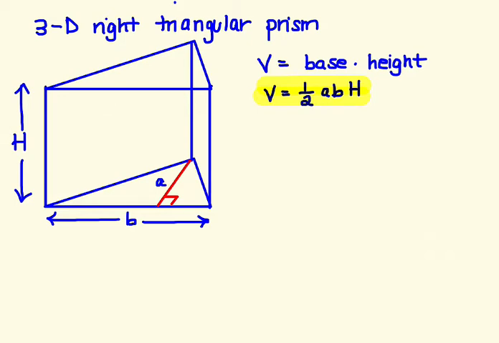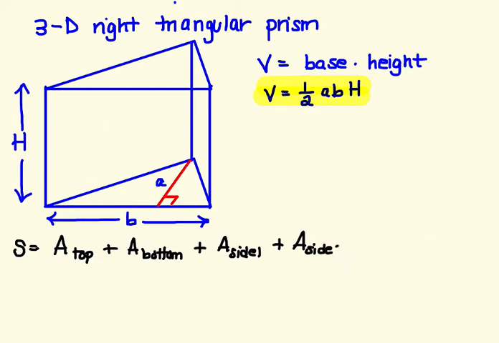So now I think my second color is black, right? So we're going to do the surface area in black. Surface area is usually a little bit more work, right? Because we need the area of the top plus the area of the bottom plus the area of the sides. There are three sides: the area of side 1 plus the area of side 2 plus the area of side 3.